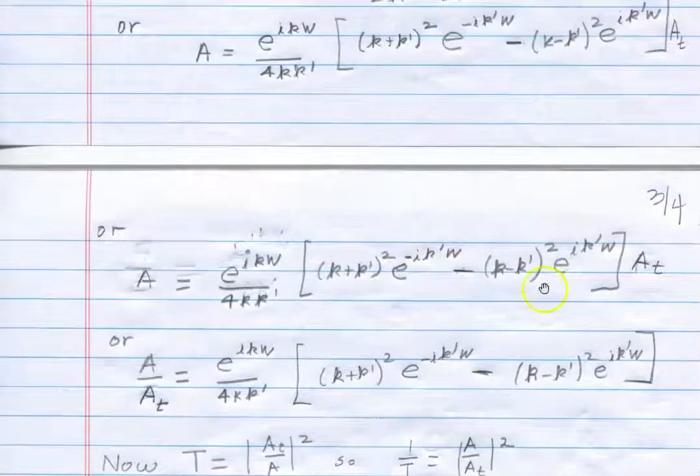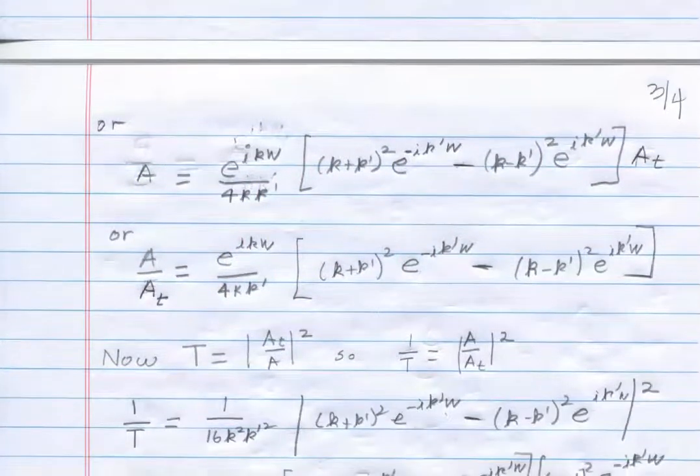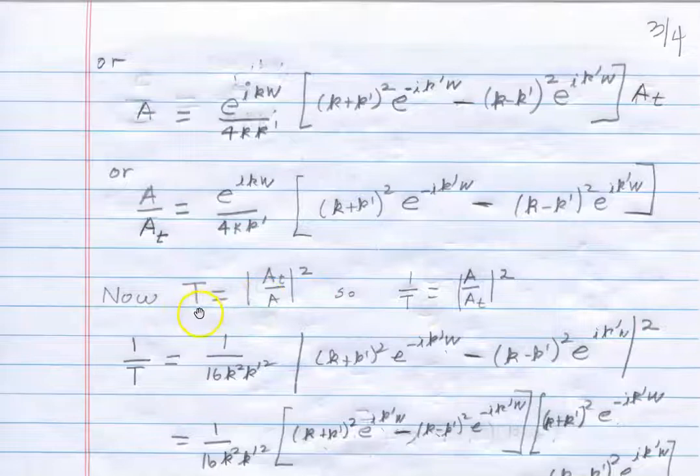So I simply rewrote it again up here. K prime with the minus, so we've got all that. And then I said, well, I can divide through by a t, so I get A divided by a t is just this factor out front. And remember, the transmission amplitude is a t over A. So A over a t is just 1 over the transmission coefficient, T, times this ratio here.